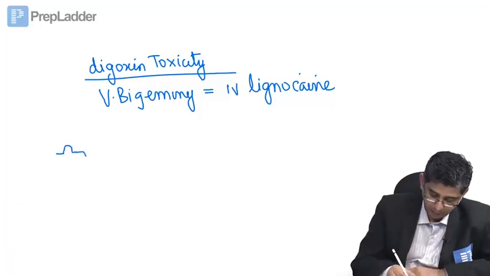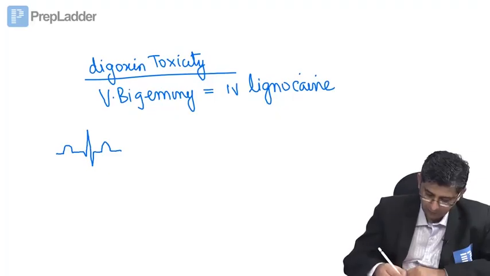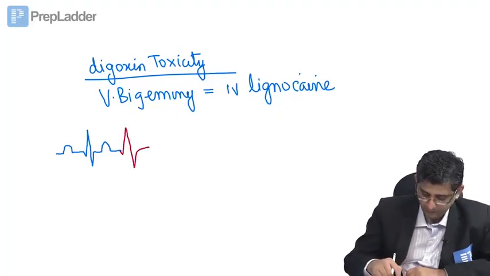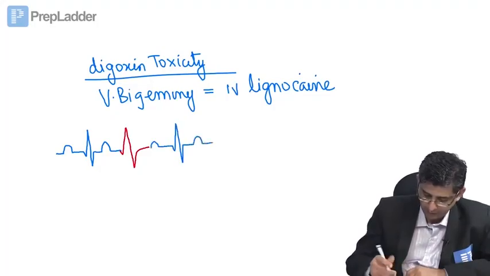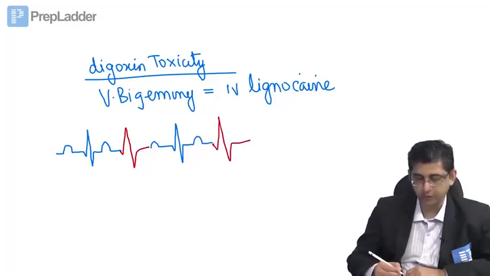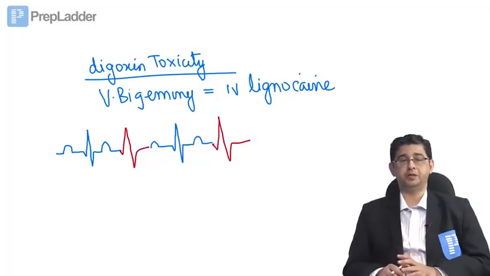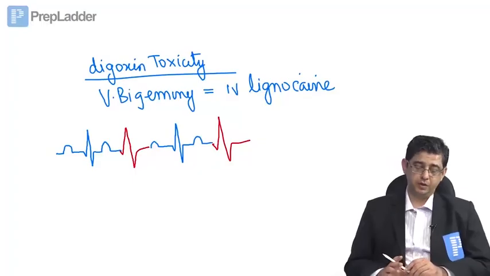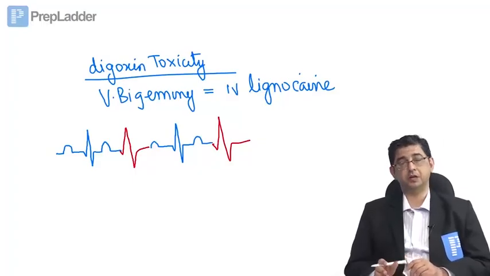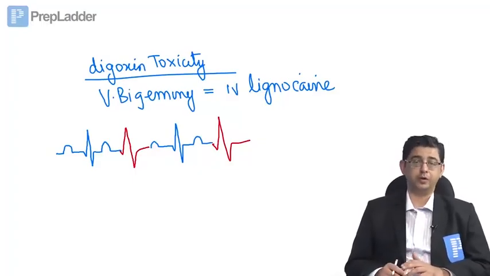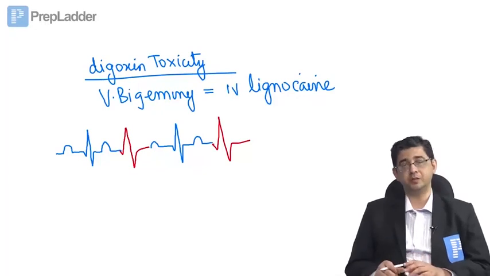In ventricular bigeminy, you will have a normal sinus rhythm followed by a premature ventricular contraction, a normal sinus rhythm, and then a premature ventricular contraction in a patient. So this would be ventricular bigeminy, and this is the biggest side effect with digoxin toxicity if the values go more than 2 nanogram per deciliter. Here you will have to give DigiBind to the patient.